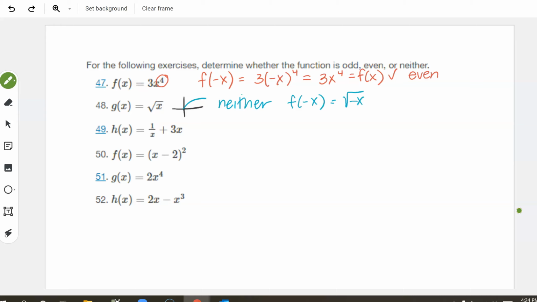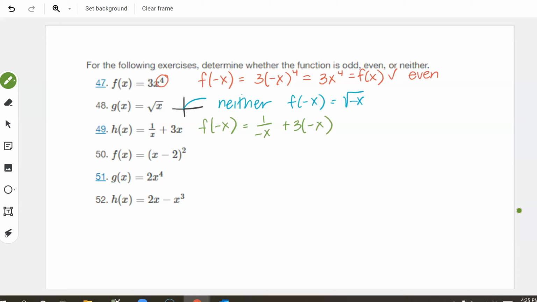Let's move on. Ooh, interesting. We've got a reciprocal function, which does have rotational symmetry. We have a linear function at the origin, which also has rotational symmetry. So do we end up with rotational symmetry when we add them together? Of course, we could jump to Desmos and plug it in, but we can also just algebraically check. Let's plug in a negative x. We get 1 over negative x plus 3 times negative x.